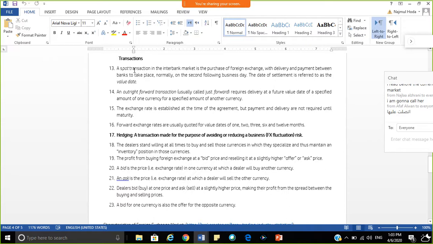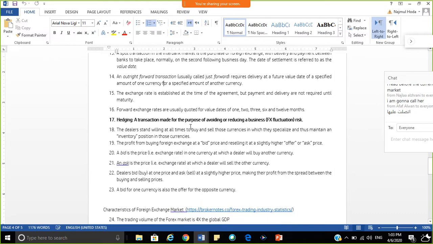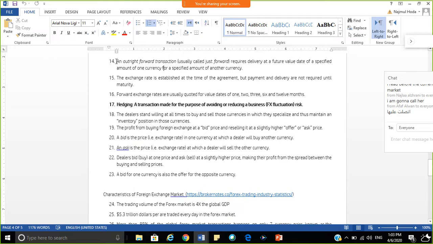Now let's come to the transactions. We just learnt about the spot and the forward transaction. A spot transaction is on a day-to-day basis, the transaction is completed. In a forward transaction, it is more than 2 days, up to 3 months, 6 months, 12 months. So point number 16 you can read here. The transaction can complete in 1, 2, 3, 6 or 12 months.